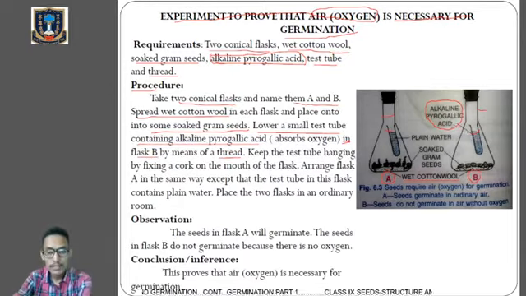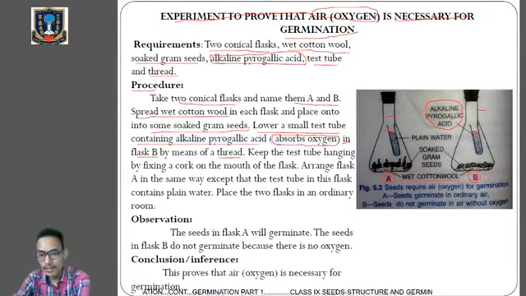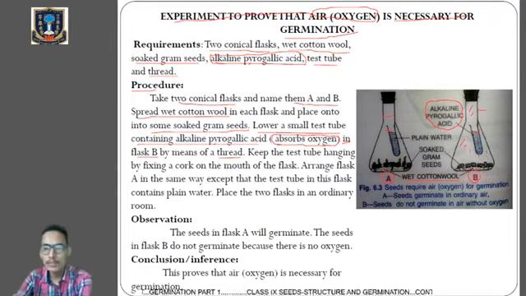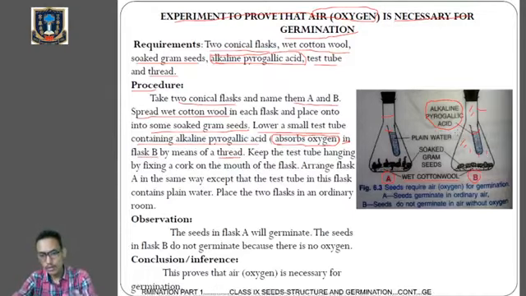Now what is the importance of pyrogallic acid? It will absorb the oxygen present inside the conical flask. That means this alkaline pyrogallic acid will absorb the oxygen present inside the conical flask. So this flask will be devoid of oxygen, because the alkaline pyrogallic acid will absorb all the oxygen present inside.